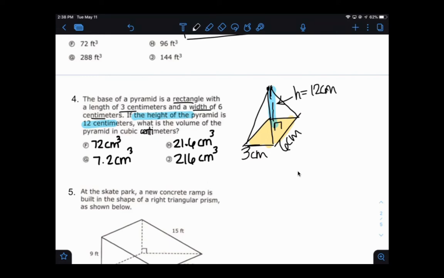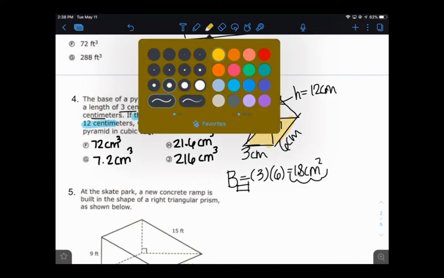So here, I'm going to say this is the height and it's 12 centimeters. So it's asking us what is the volume of the pyramid in cubic centimeters. So first we get the area of the base, which in this case is a rectangle, right? So it's just 3 times 6. It'll give us 18. I didn't put the equal. It'll give us 18 square centimeters, right? So that's the area of the base.